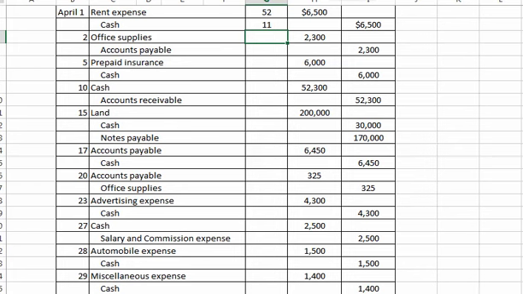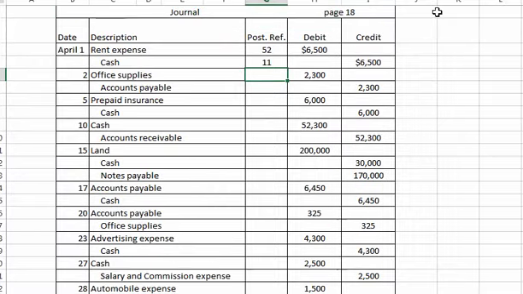Now, I'd put these in order. That way, I'm about to stop this video, so when I start back with the next video, I know the next account that needs to be posted is office supplies, because the posting reference column alongside office supplies is blank. This lets me know that one has been posted to the ledger and which account it was posted to. Okay, we'll pick back up with our posting to the ledger on the journal entry made on the 2nd here in the next video.